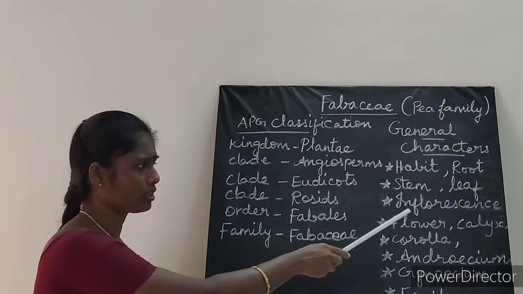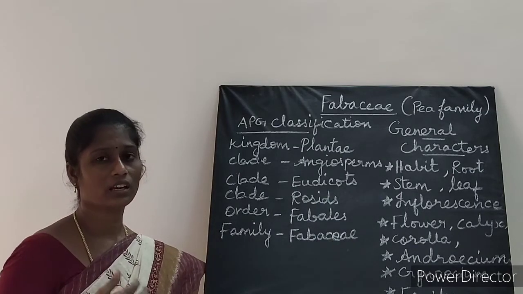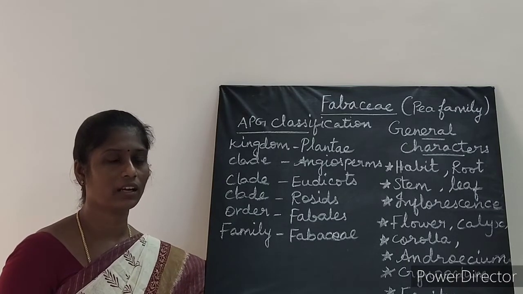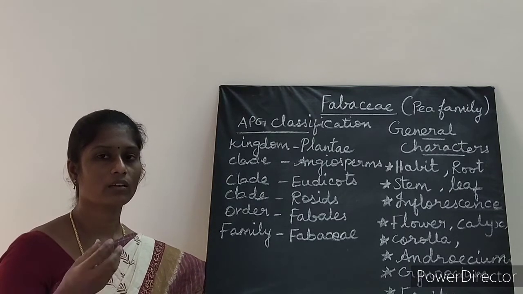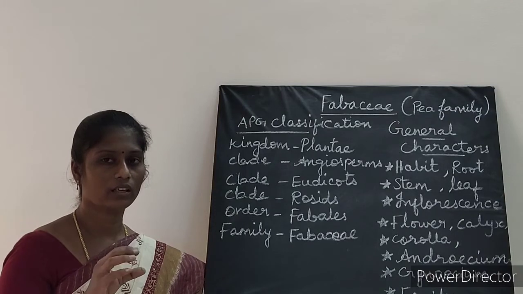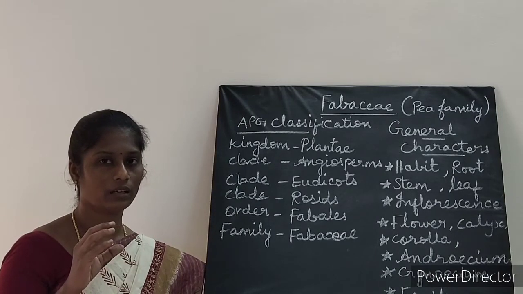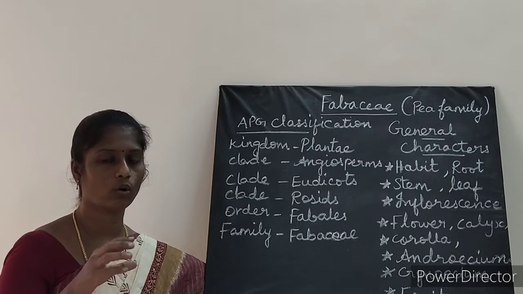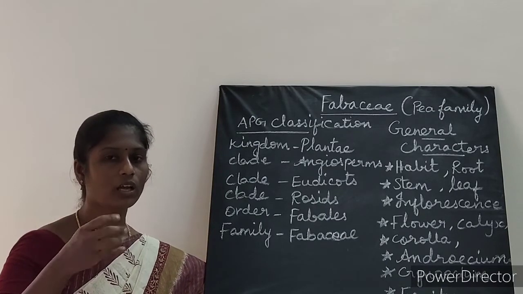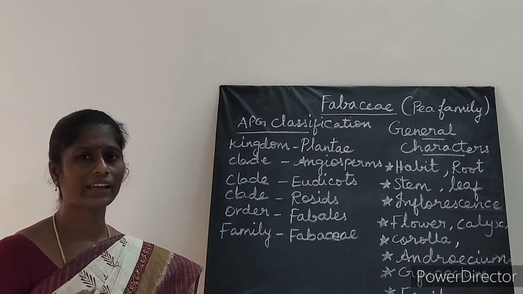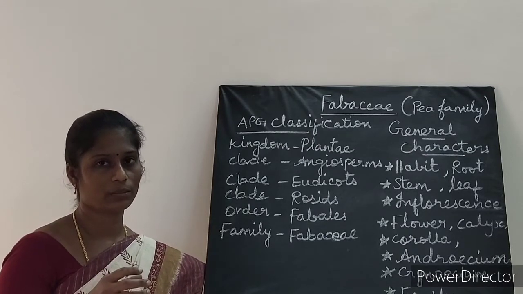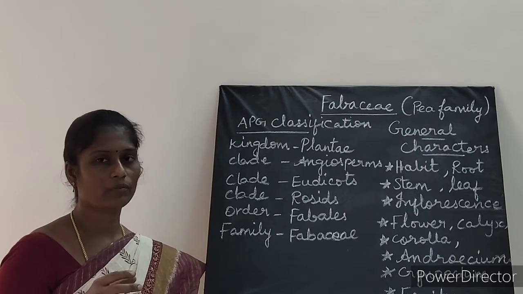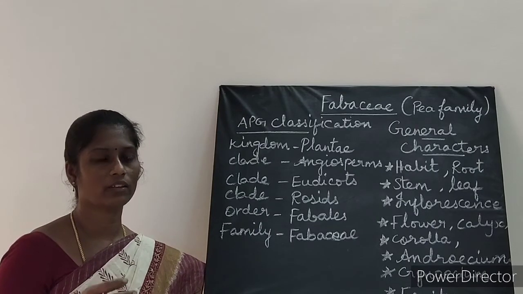Next is about inflorescence. Here inflorescence is raceme. What is raceme? Do you remember when we studied the inflorescence topic? Raceme means the branch is unlimited. Growth is unlimited, is it not? And then older flowers at the base and young flowers on the top, and then acropetal succession. So this type of inflorescence is called raceme. Example for this is Crotalaria verrucosa.